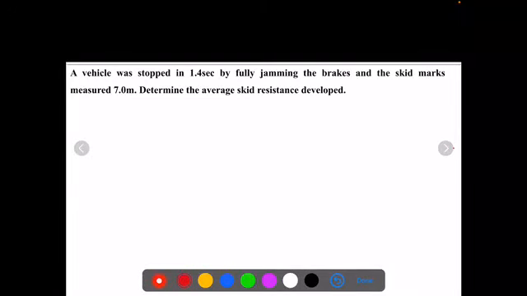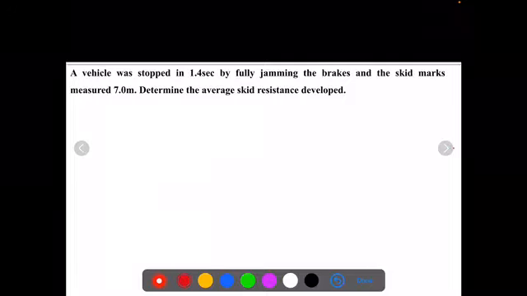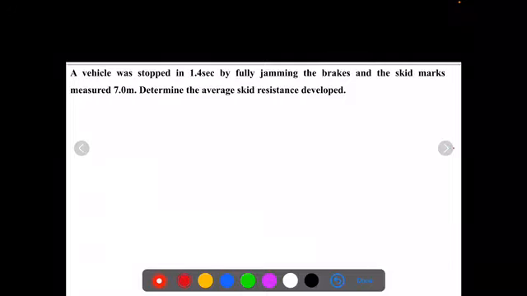And we'll move on to the last numerical with this segment. First, the data given is: a vehicle was stopped in 1.4 seconds by fully jamming the brakes, and the skid marks measured were 7 meters. Determine the average skid resistance developed. The time required to stop the vehicle is given, and also the length of the skid mark is given. We have to determine the average skid resistance developed.